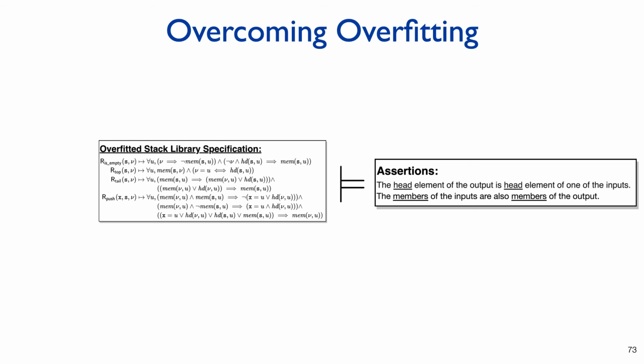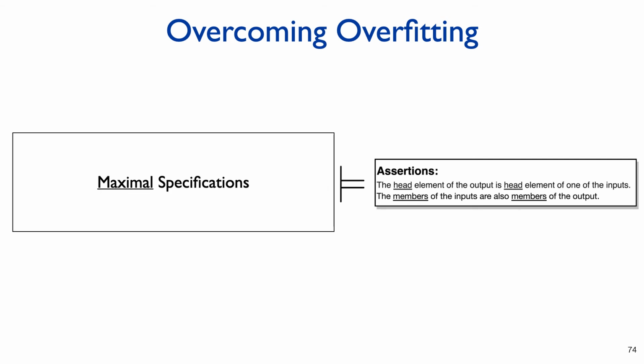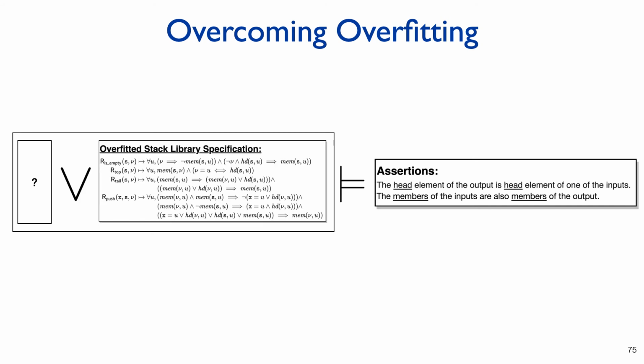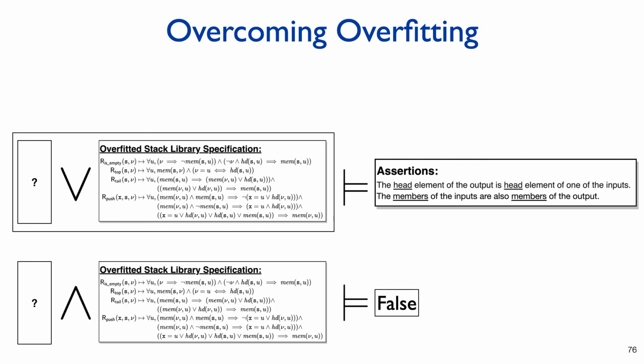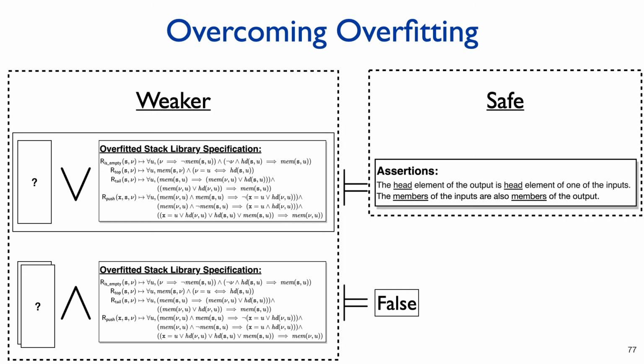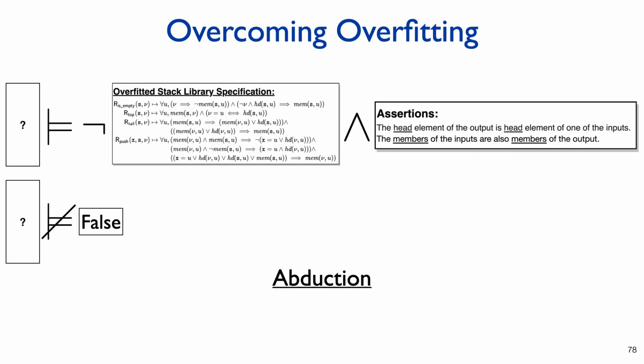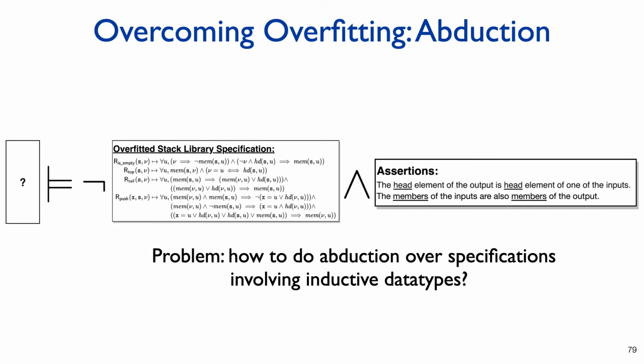Intuitively, a safe but overfitted specification means that it can prove the assertions. But we want to find the maximum specification, which is weaker than it. There is an additional part, disjoint from the overfitted specification, not overlapping, but which can still imply the assertion. So the left-hand side is weaker, and the right-hand side is safe. So the additional part can imply the negation of the overfitted specification and the assertion, and the additional part is not false. So it is an abduction problem. But how do we do abduction over specifications involving inductive data types?